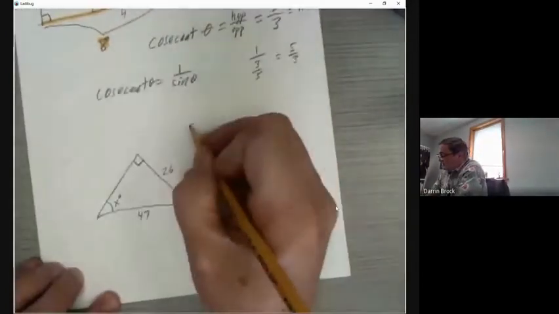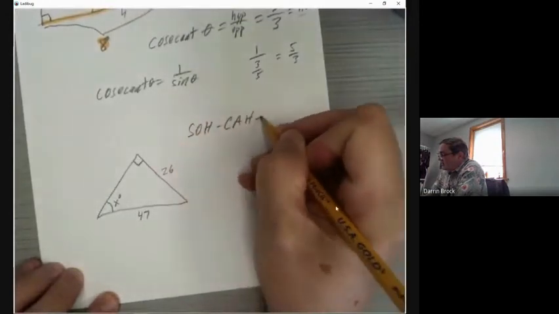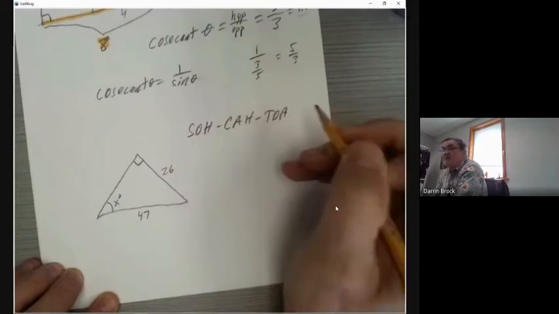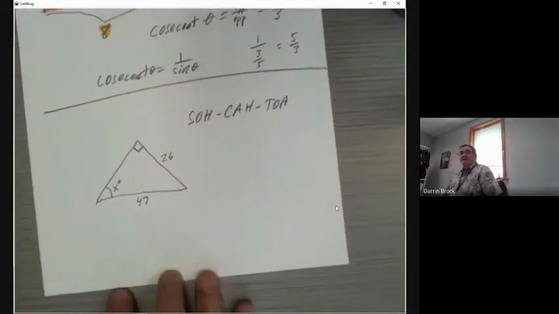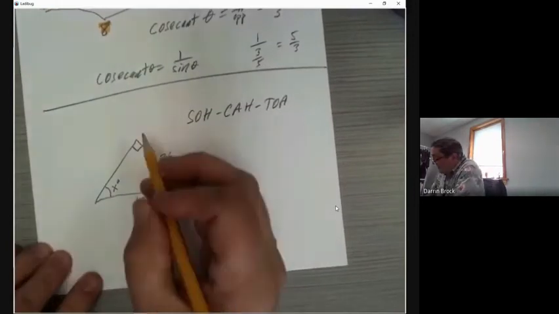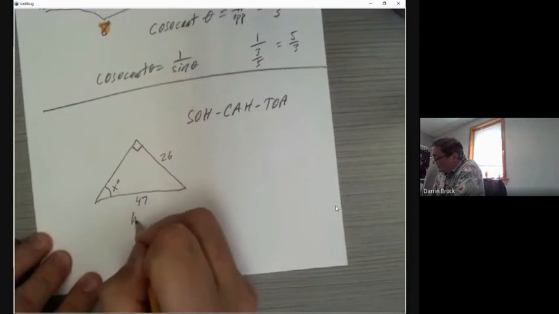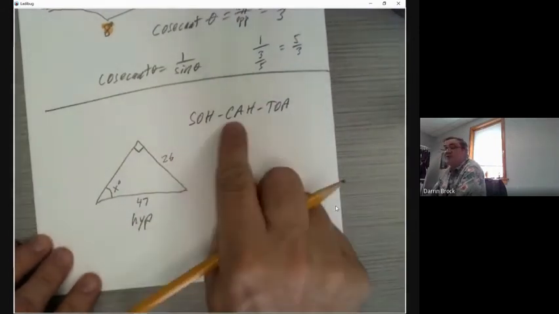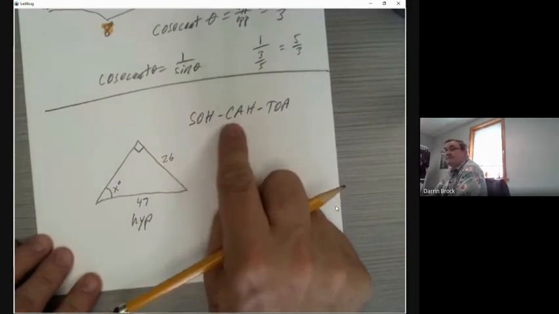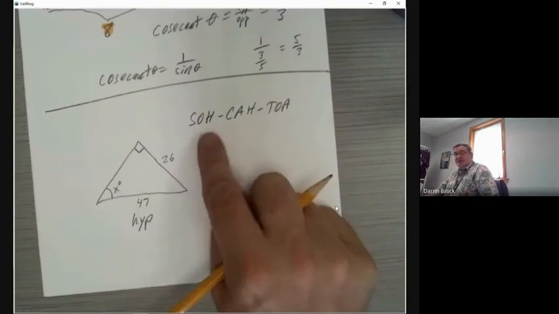Go back to the SOHCAHTOA and figure out, first off, what sides do we have? There's the right angle, and we have the hypotenuse. So that means we can use either sine or cosine. Tangent doesn't use the hypotenuse. You use sine or cosine.